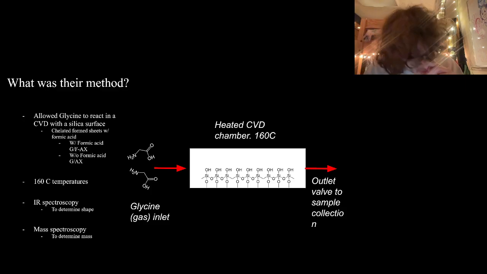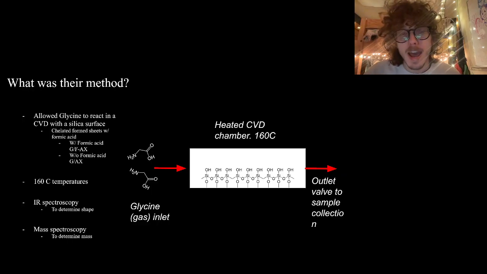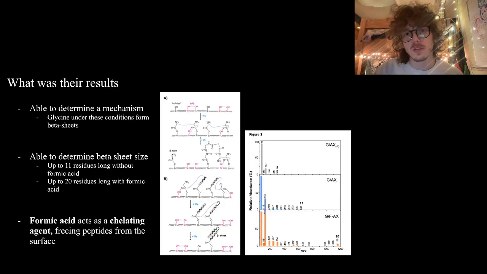Now, they used two detection methods. They used IR spectroscopy. This is going to tell you what kind of structures you have. They specifically are going to find beta sheets in there, but we'll get to that. And they also use mass spec. This is to determine the mass of the oligopeptides coming through. So are you getting 5 residues long? Or are you getting 20 residues long? That's why mass spec was used.